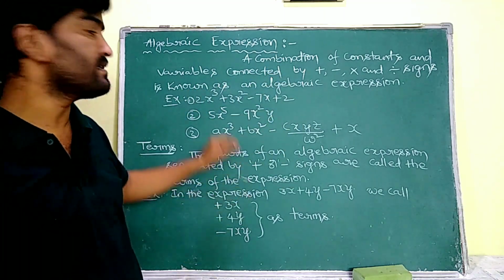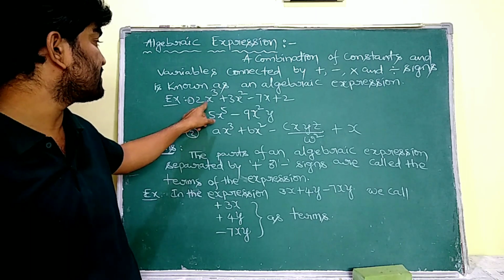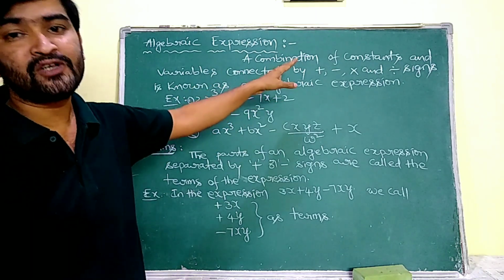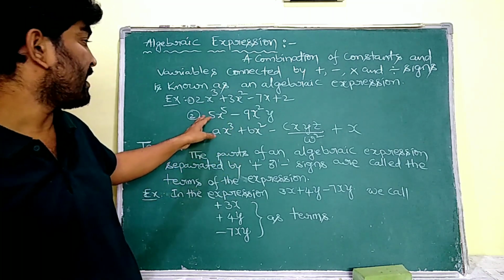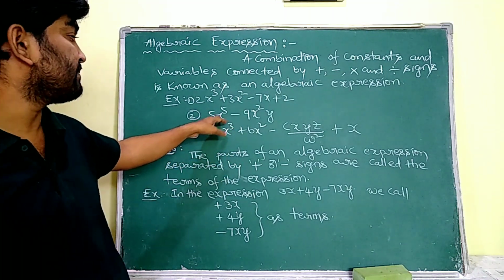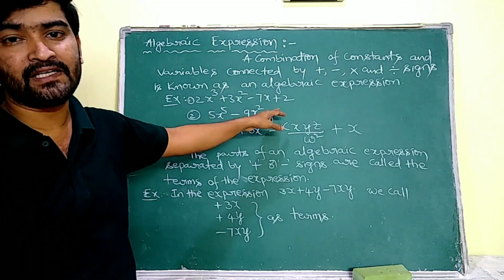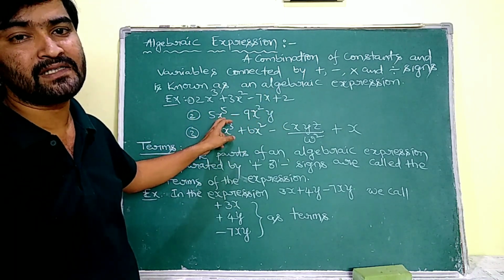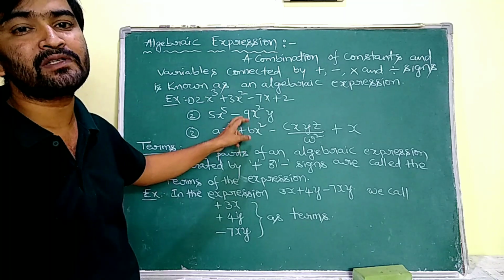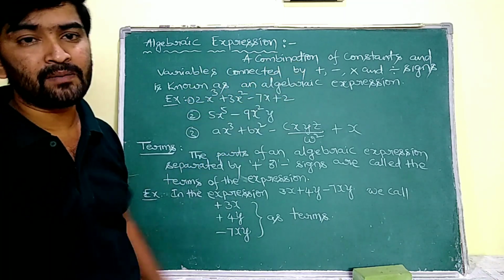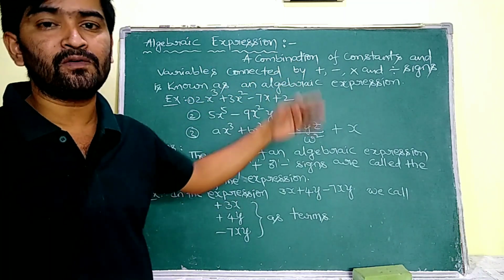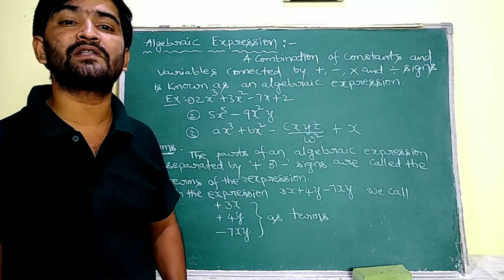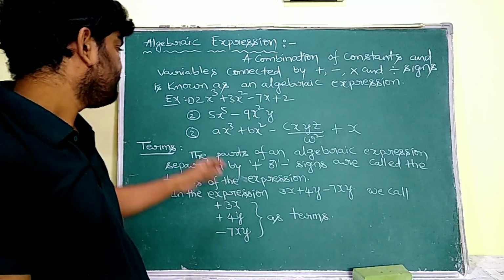algebraic expression. Why? Because it is a combination of constants and variables connected with plus, minus, into, divided by signs. Okay, coming to the second example, 5x to the power of 5 minus 9x square into y. It is also an algebraic expression because it is the combination of constants and variables connected by the four fundamental operations. Any of the four fundamental operations; one need not have all four fundamental operations in the same expression.